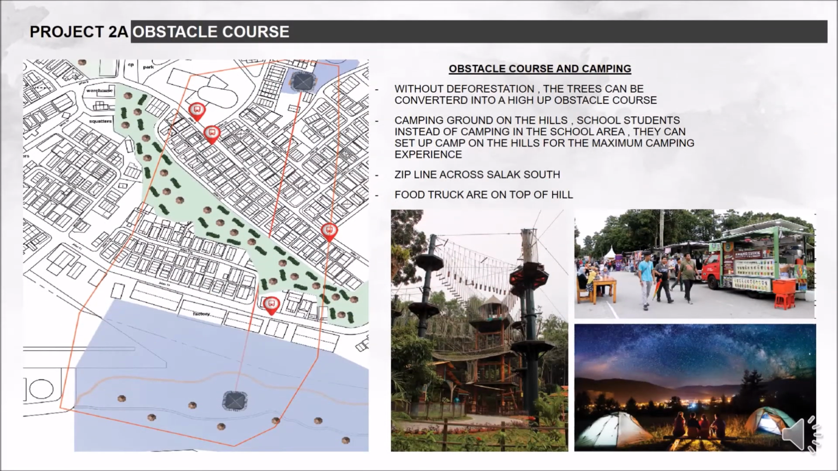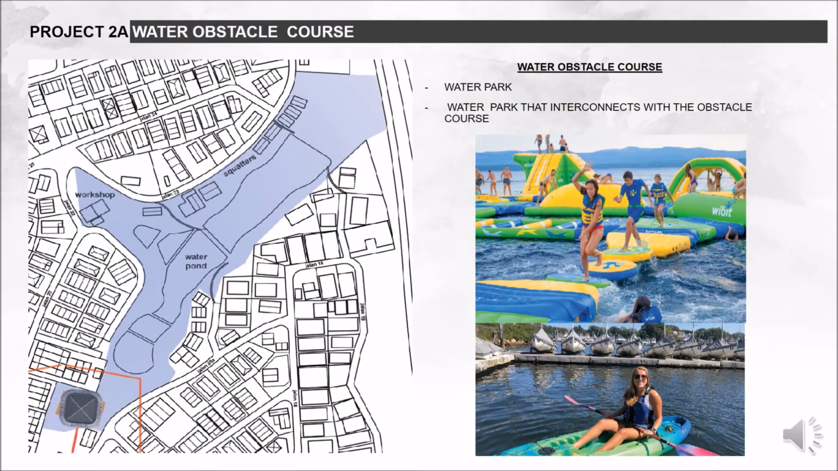Next is Site 3. It is the tallest point in Salak South and I propose to make an obstacle course. The reason why I propose this is because the site has a lot of trees and without deforestation, the trees can be converted into a high up obstacle course. It also includes a zip line connecting to Site 4, and when people zip line down to Site 4, they can see the whole area of Salak South. Site 4 is an existing lake in Salak South, and it has a lot of potential to be made into a water park obstacle course. So basically Site 3 and Site 4 are interrelated.